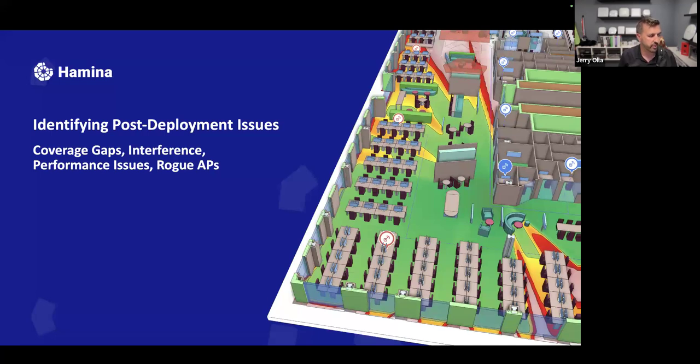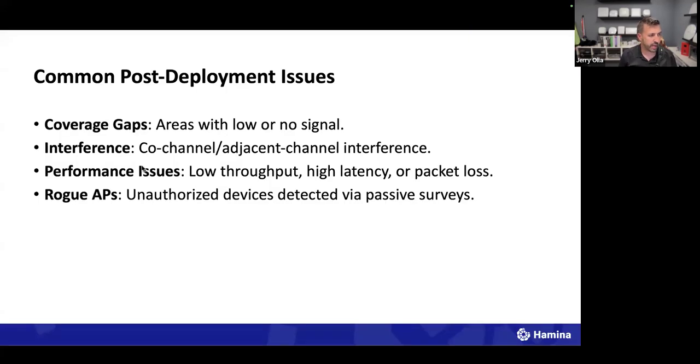But let's talk about what we can do with that survey data of identifying the post deployment issues. Generally, we're going to be looking for things like coverage gaps, interference, performance issues, as well as rogue access points that could be interfering with our own APs. The common post-deployment issues when we talk about coverage gaps are going to be areas where we see low or no signal. On the interference side, we're going to be looking for things like co-channel or adjacent channel interference. That could be from our own APs, or from neighboring APs, right? Or rogue devices in that environment that are also trying to occupy the same channels and frequencies as us. There might be some things we can do to optimize that, but the survey results are going to show these types of issues.